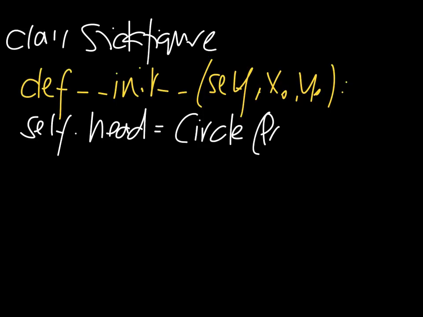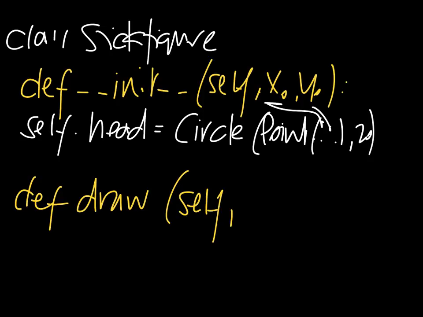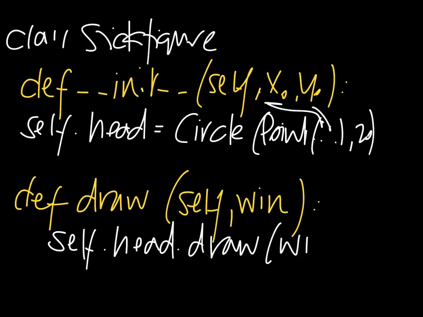And inside there, I've got my point, and my point is built from values, and these two are pumped into here, and I've got my radius, etc. So that builds it. Then in my class, I have a draw method. Again, I use the word self because that binds this draw method to the class. And I'm going to pass it a window to draw it on. So let's have a look at how that code would look. So all I do is self.head.draw and pass it the window.